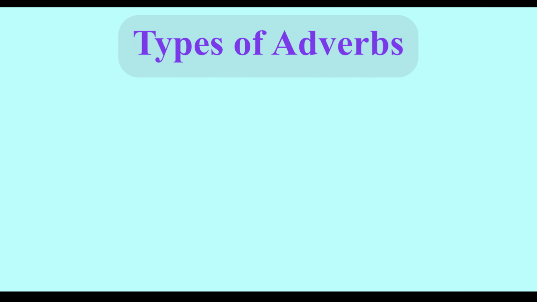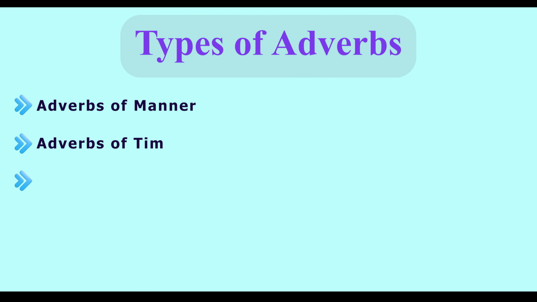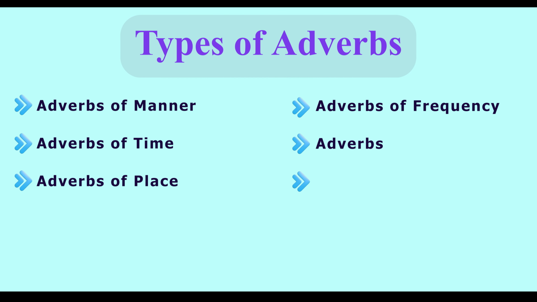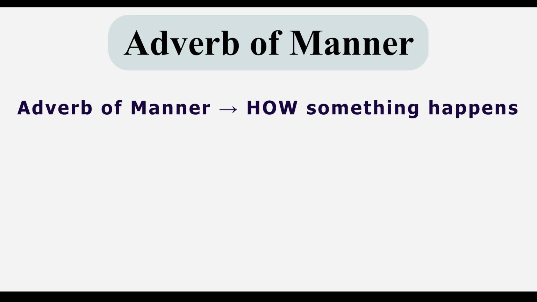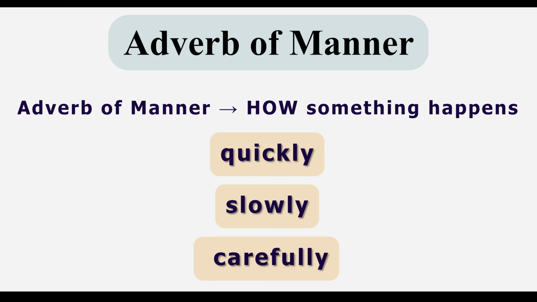There are 6 main types of adverbs: manner, time, place, frequency, degree, and conjunctive adverbs. Let's go through each one. Let's start with adverbs of manner. Adverbs of manner tell how an action is done, like quickly, slowly, or carefully.